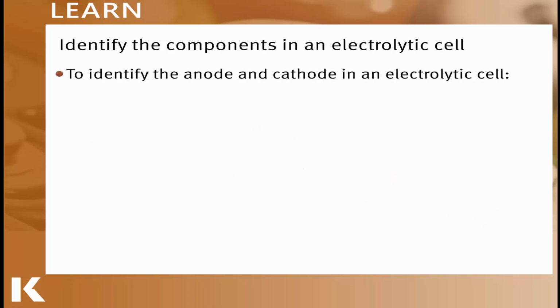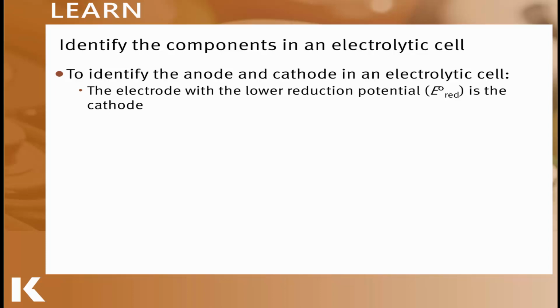To go on then and identify the anode and the cathode in an electrolytic cell, we can take advantage of this idea of the reduction potential. So the electrode with the lower reduction potential, the smaller value, is the cathode. And the electrode with the higher reduction potential is the anode in an electrolytic cell.